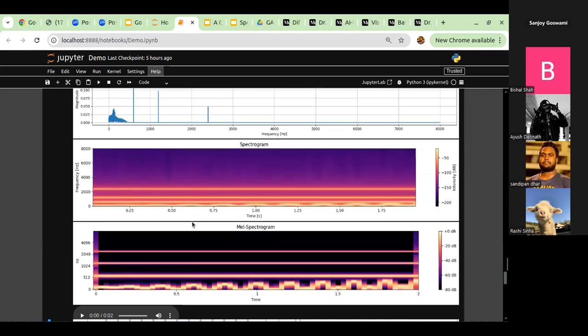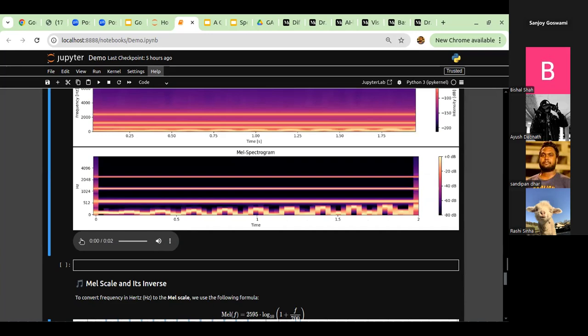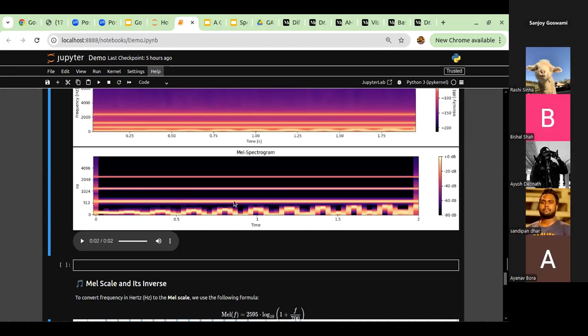Let me play this now. I hope you can hear the sound now. You heard the sound? Good. Maybe the low frequencies are not being captured by Zoom. This is not a problem of my device. Most probably Zoom is unable to capture low frequencies.